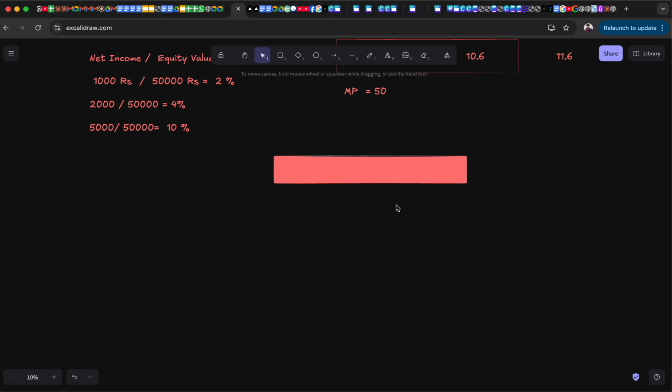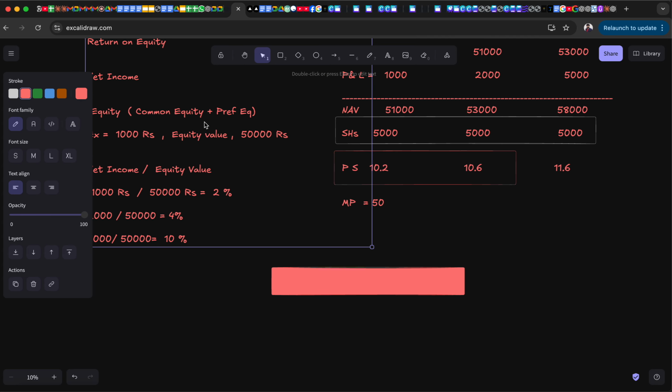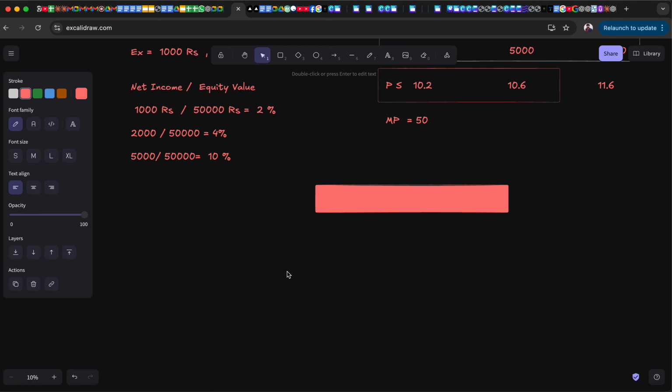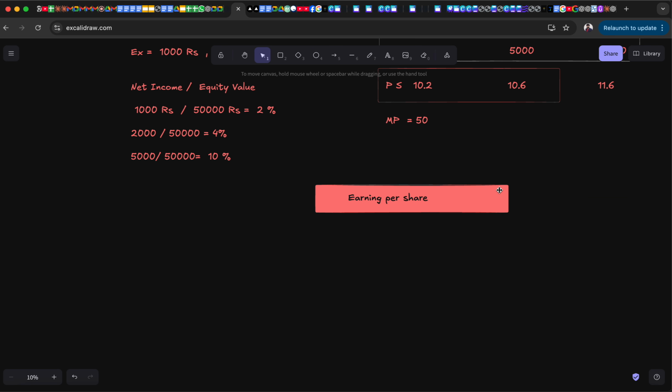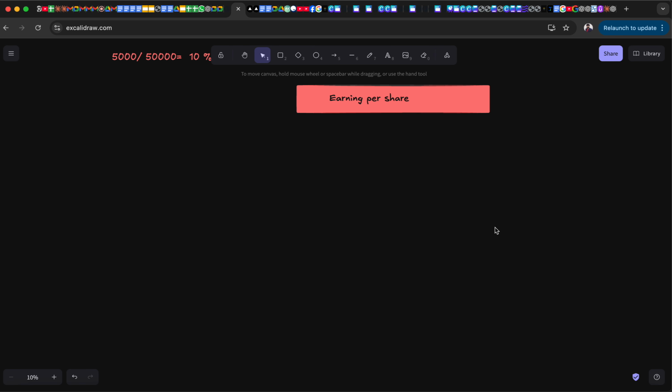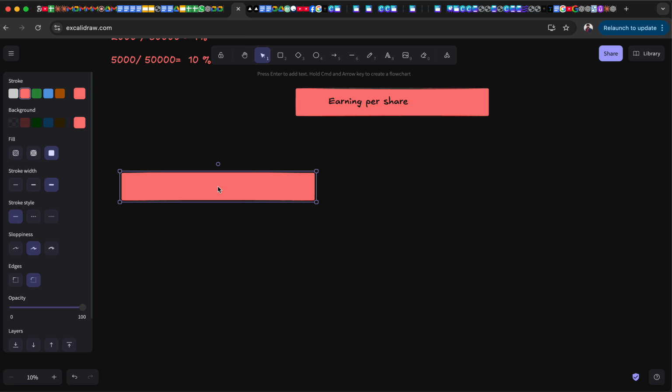Okay, so let me decode what is EPS and how does it work. Earning per share. In EPS, one more thing is very important. We are talking about earnings here. But while calculating earnings, once the company has calculated its net profit, out of the net profit you would see a categorization of dividends.